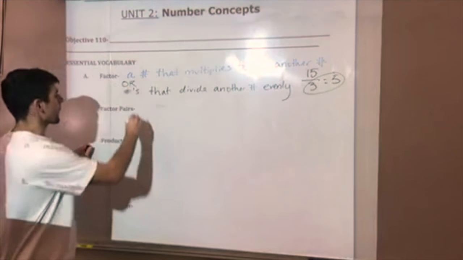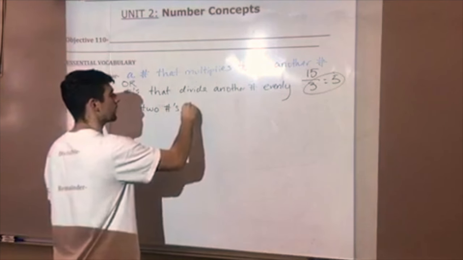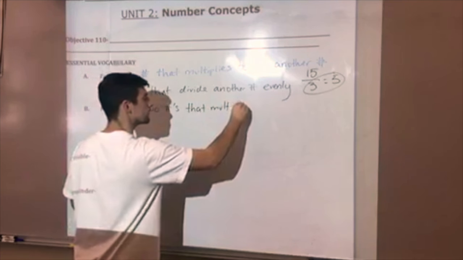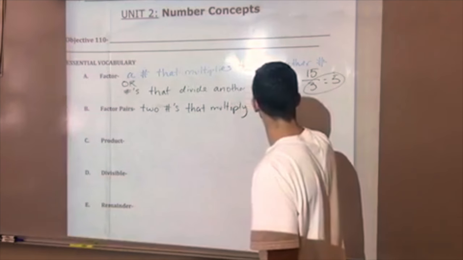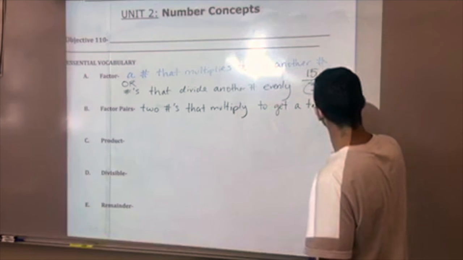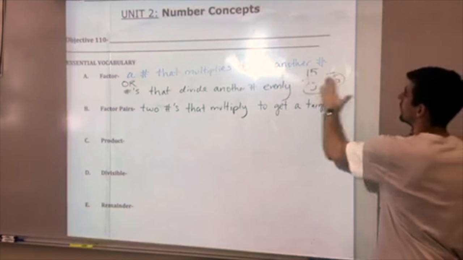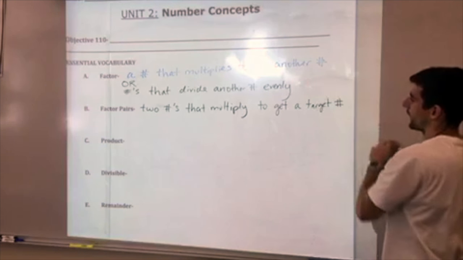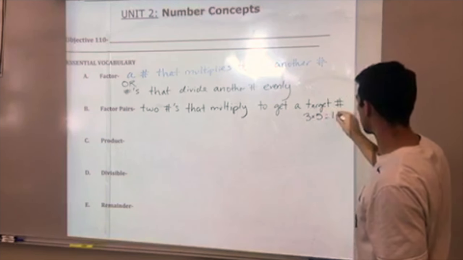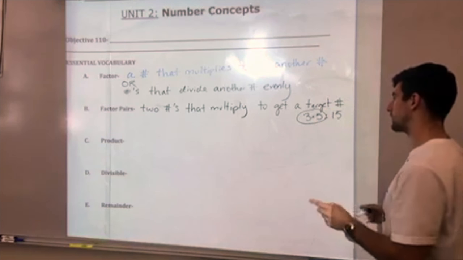Now, factor pairs: two numbers that multiply to get a target number. Again, 15 is a really good example. If I'm thinking about a factor pair of 15, I know that 3 times 5 equals 15. 3 and 5 would be considered that factor pair. They're the two numbers that multiply to get 15.